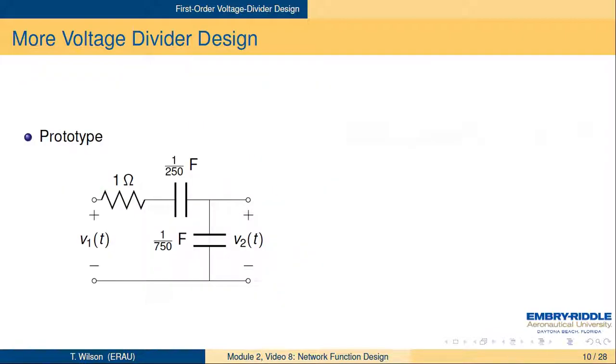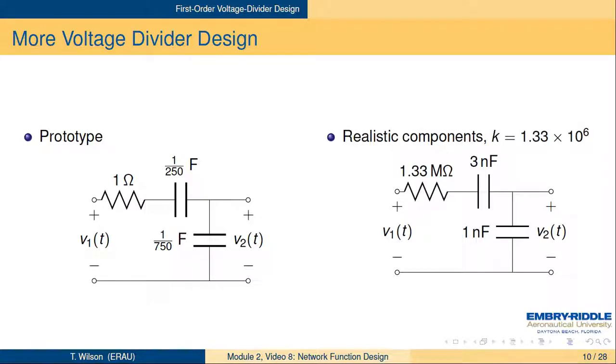So when we go to design the prototype, we have a 1 ohm resistor with a 1 over 250 farad capacitor in series with a 1 over 750 farad capacitor. And this time I picked 4/3 million as a scale factor. And when you do that, you get a 1.33 megaohm resistor, a 3 nanofarad capacitor in the series branch, and a 1 nanofarad capacitor in the output branch. This is pretty straightforward. It's doable. It's methodical. There's a little bit of insight required, but it's not something where you just churn mathematically to try and get the right answer. It's a straightforward design process, and it's fun.